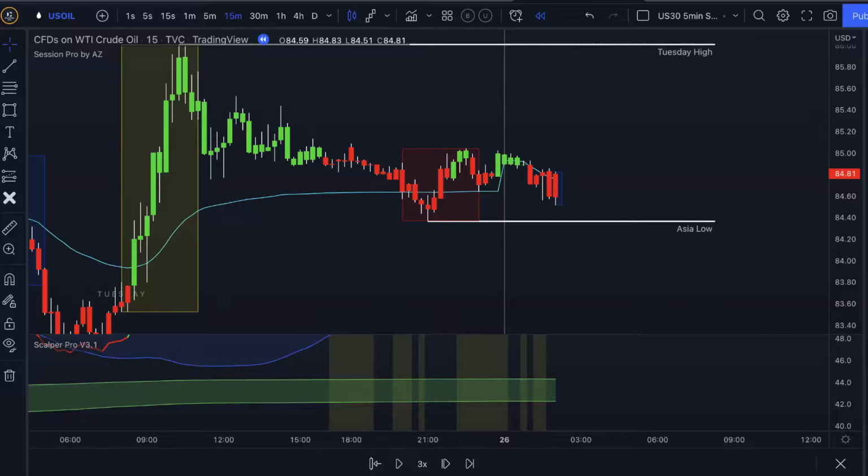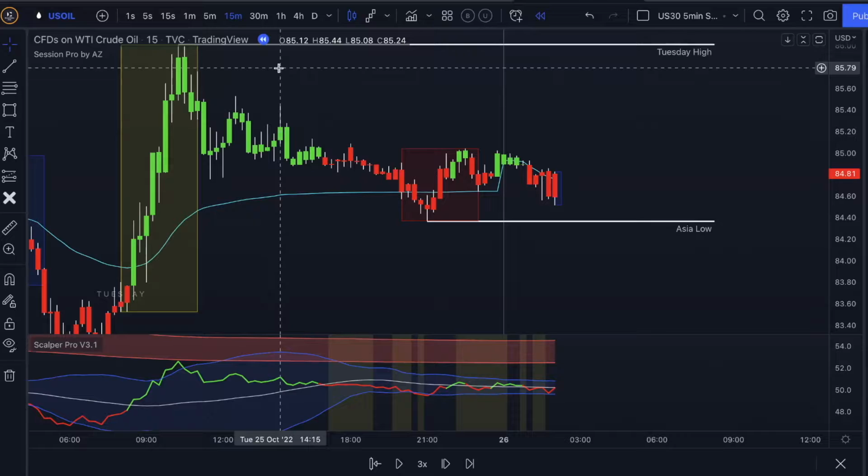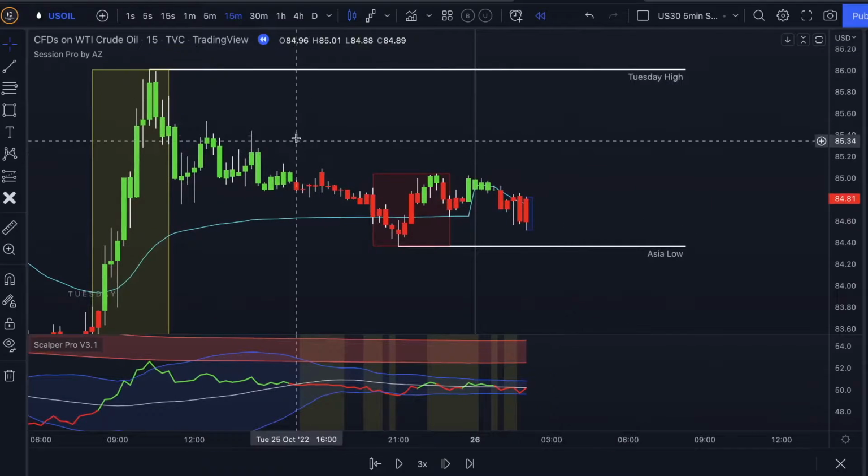Hey guys, and here's the second trade recap for the price action we saw today. This time we're going to be looking at US oil on a 15-minute chart. Now I'm going to show you the power of multi-time frame analysis. So we see on a 15-minute chart, we are in quite a range.